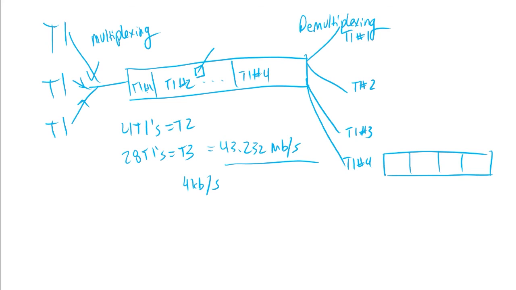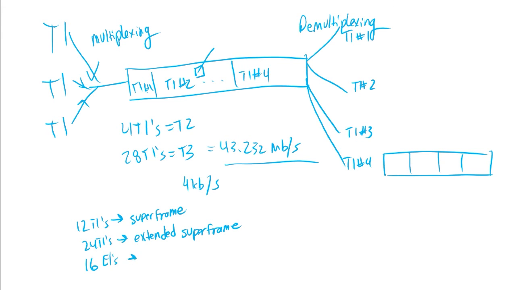So this massive frame, if we have 12 T1s, we call that a super frame. Or 24 T1s, call that an extended super frame. In Europe, it's 16 E1s, call that a multi-frame.